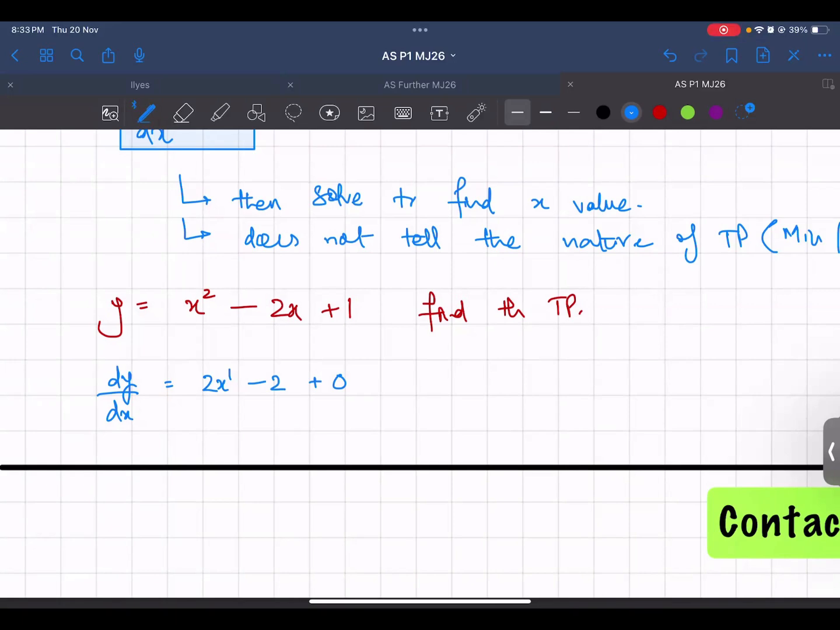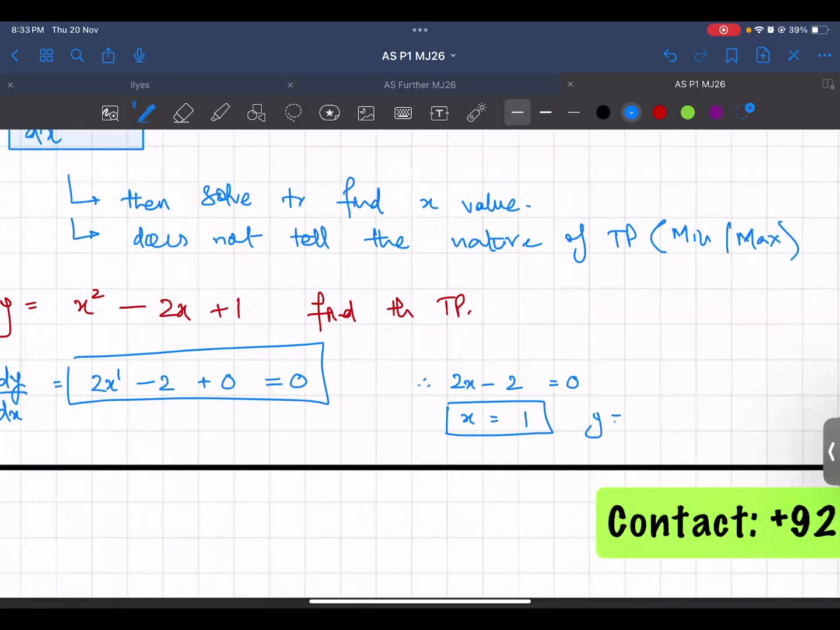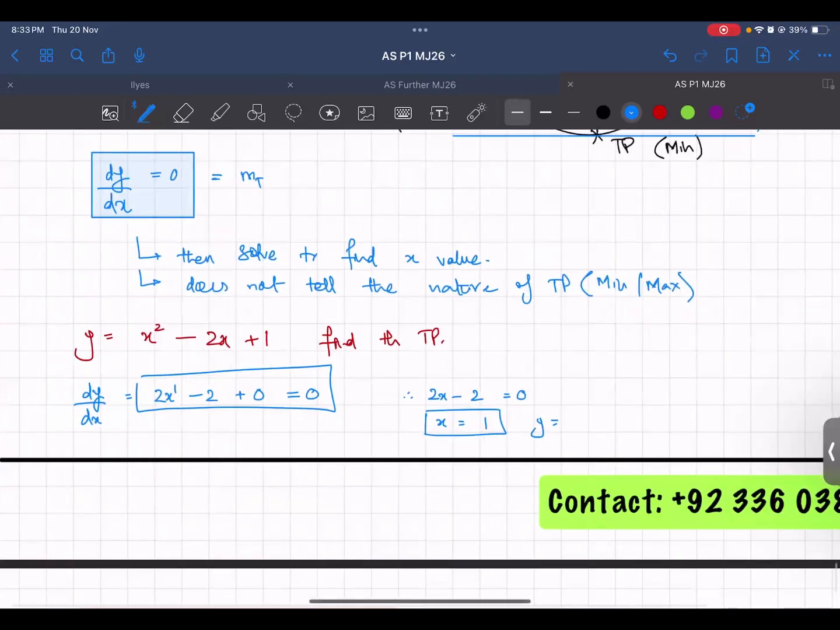And because we want to find the turning point, we set this dy by dx to 0. And now you would solve this. So 2x minus 2 is equal to 0. So x will come out as 1. And when your x is 1, you will find the value of y, which will be 1 square minus 2 plus 1. So this would become 1, 1, and minus 2, 0. So this means the turning point is 1 comma 0.